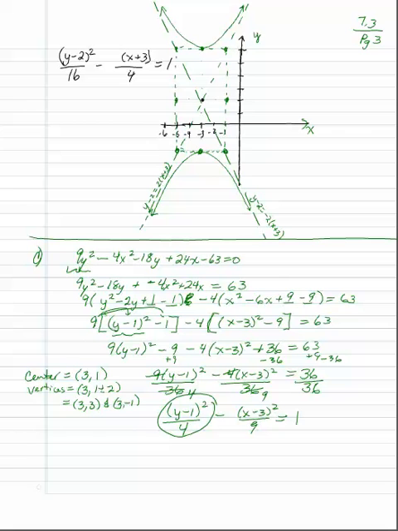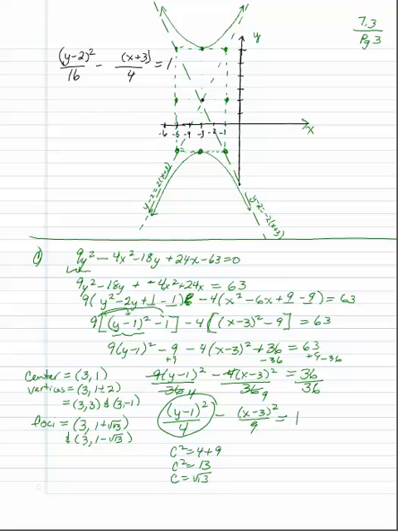And let's see, what else do we want? Foci. So we're going to do 4 plus 9, which is 13. So that's square root of 13. And we add it to, again, what's opening in the y direction, so we're going to add it to the y coordinate of the center. (3, 1 plus square root of 13) and (3, 1 minus square root of 13).